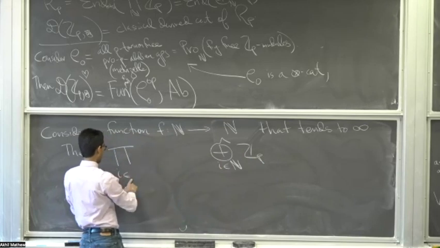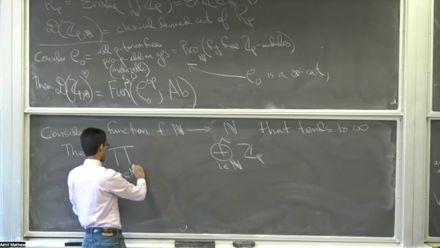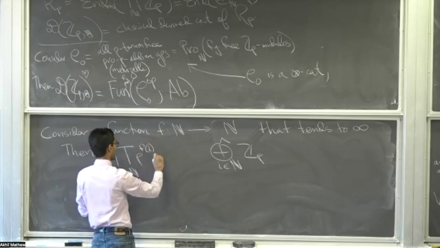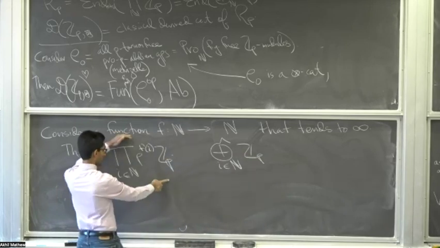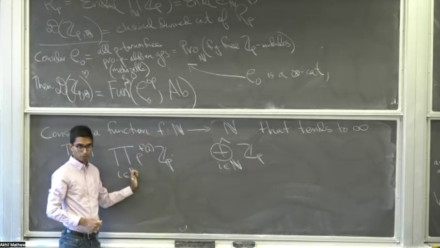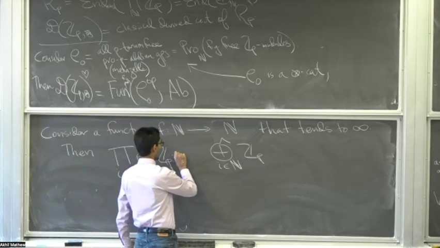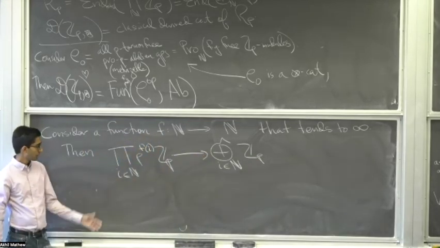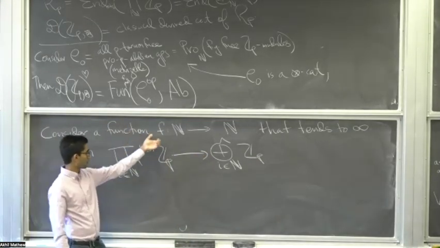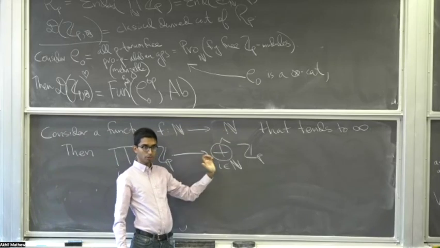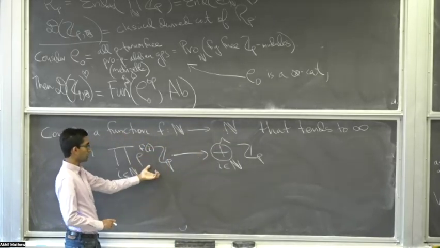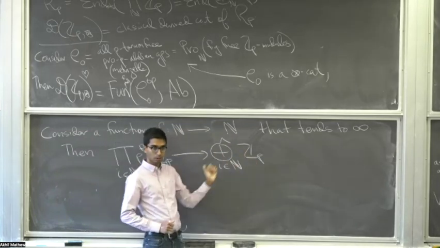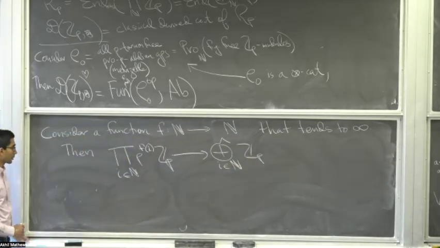Namely, we'll consider the product over all I in the natural numbers of p to the f of I times Z_p. So this is one of the generating objects, the countable product of copies, and it just maps it. So for each function f from the natural numbers to the natural numbers that tends to infinity, we get a map from this countable product of copies of Z_p into Q.